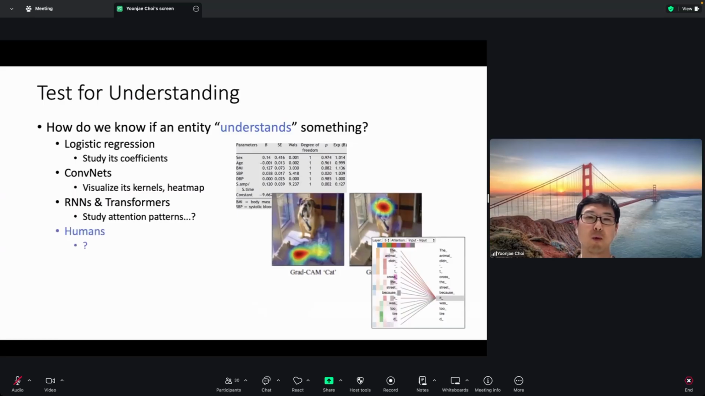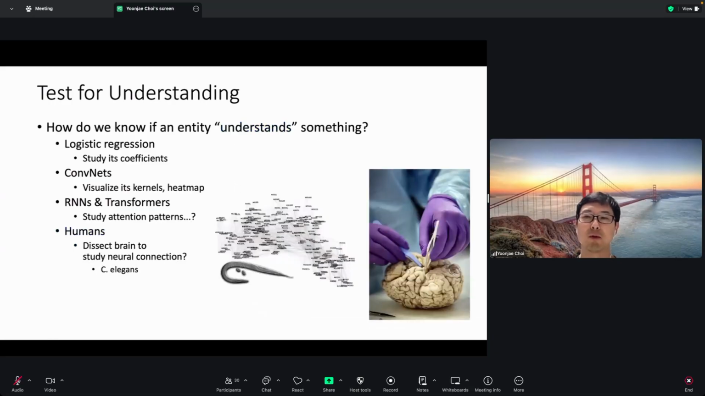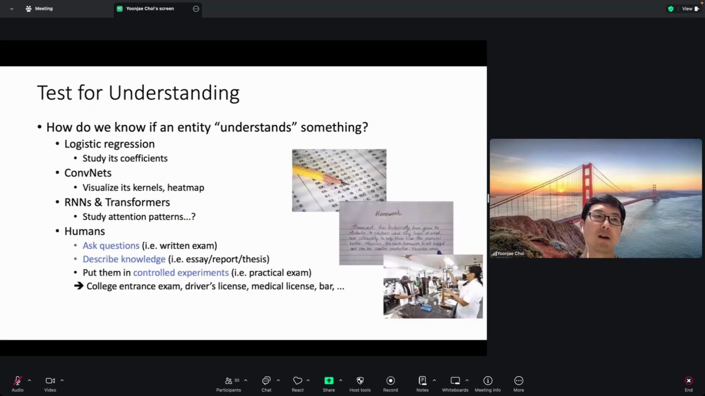But what happens when it comes to humans? Can we actually study the parameters of a human, which is basically our brain? Can we dissect the brain or do an MRI and verify that the neural structure actually encodes legal or medical knowledge? We can't do it now, and we're not sure we ever will be able to. So personally, I think we turn to these three methods of evaluation.